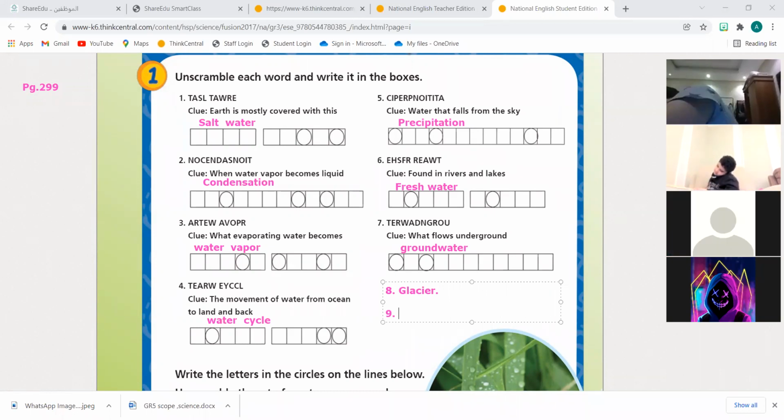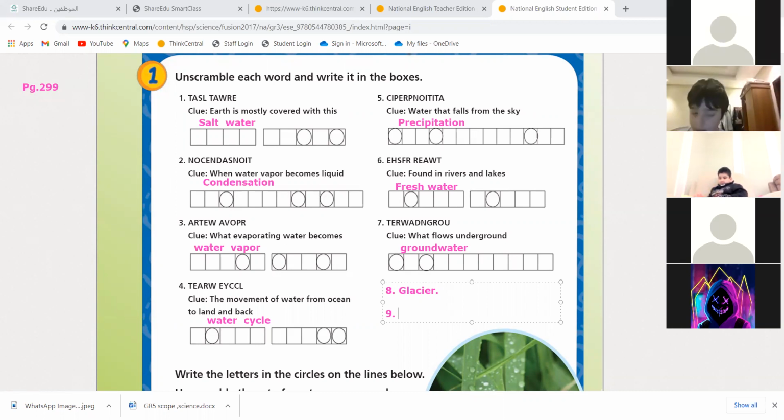Okay, number nine. Who would like to answer number nine? When liquid water becomes water vapor, what do we call it, Yad? When liquid turns to gas, it turns to water vapor. What do we call it, Yad? You closed your mic. We call it precipitation, condensation, evaporation. What do you call it? Evaporation. Excellent. Evaporation. Excellent.